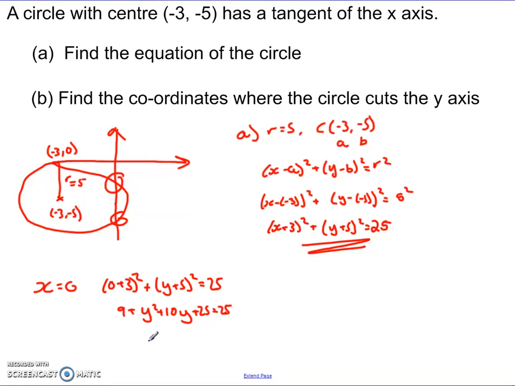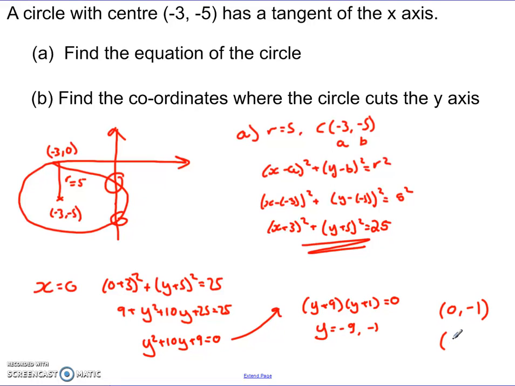Get it all sorted and make it equal to 0. I get y squared plus 10y plus 9 equals 0. Take this and factorise it, and you get (y plus 9)(y plus 1) equals 0. So from that, I'm able to tell you that y equals -9 and -1. So what this means is the coordinates where it cuts the y-axis can be given as two coordinates. One of them is at (0, -1), and one of them is at (0, -9).